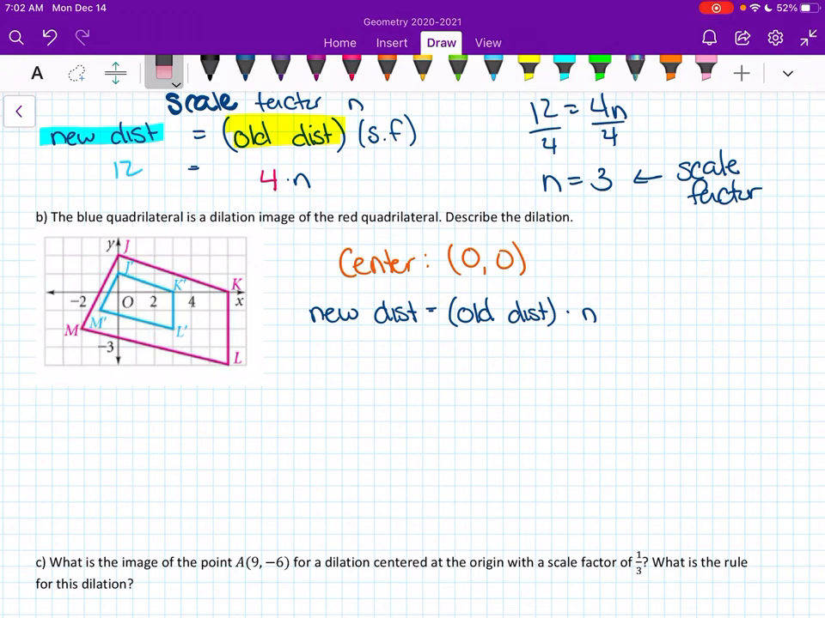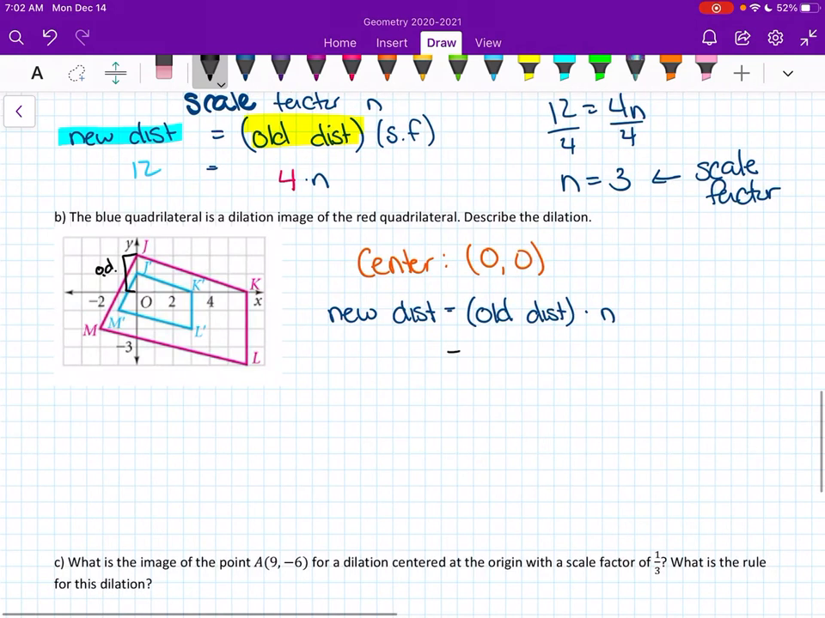So if I look, let's see here. My old distance goes from 0 to J, which is 2. My new distance goes from 0 to J prime, which is 1. Okay, and I'm going to divide both sides by 2, and I get that my scale factor is 1/2.